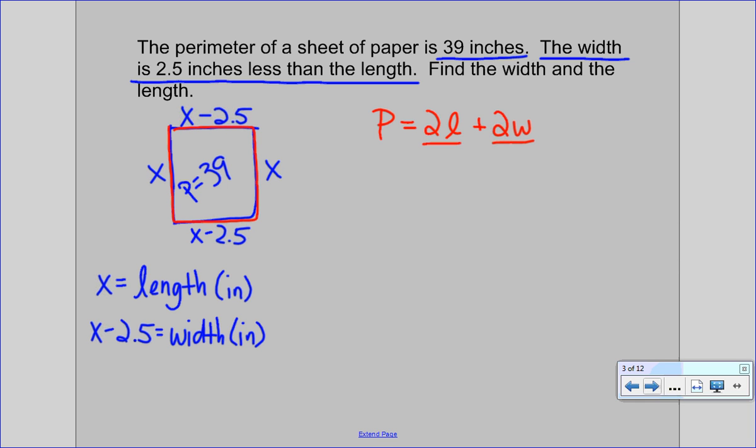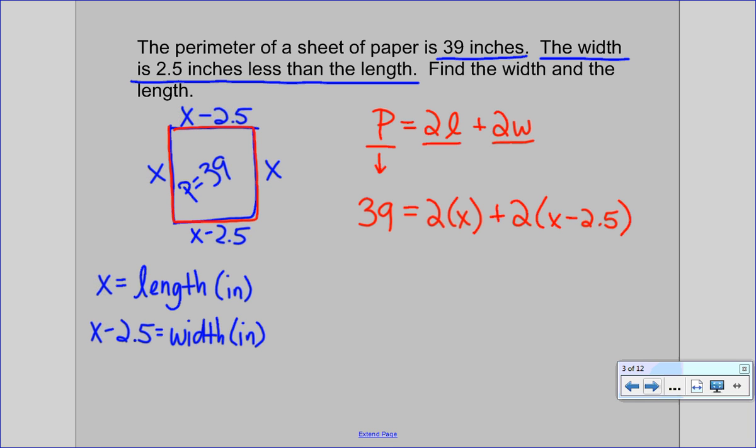Now in this problem, I know some information. I know that my P in this problem is 39. I'll carry down my equal sign. I know that my length is going to just be the variable x. That's the part I don't know. I'll plug that in. And I know that my w in this problem is x minus 2.5. Now I've plugged in all the relevant information for the problem, and I've written out an equation.